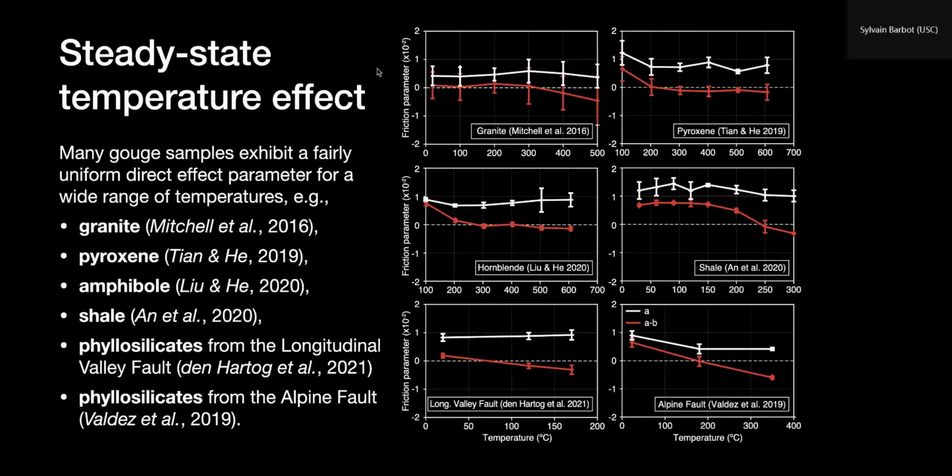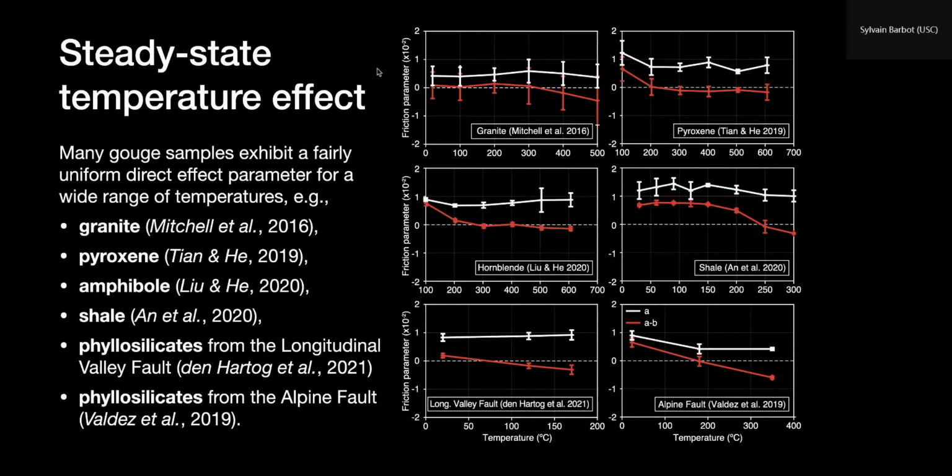And second, many of the experiments that have been done in the last 2 decades show that the velocity dependence parameter is roughly independent of temperature. And this is illustrated in this figure, which shows the velocity dependence parameter for the direct effect. It's called A, I will define it later, and it is called A minus B at steady state.